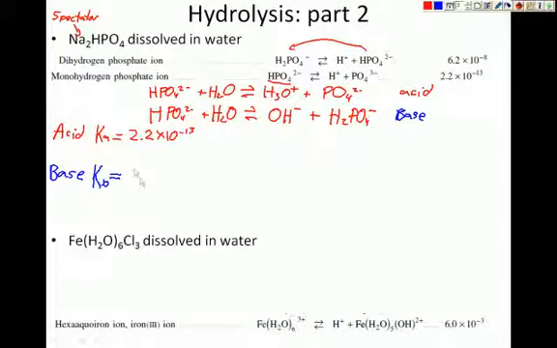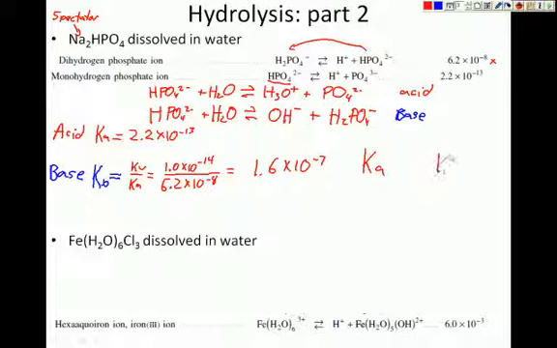Now, how do we calculate Kb? Kb is equal to Kw over Ka of its conjugate pair, and the conjugate pair happens to be this one right here. Filling in the numbers, Kw is 1.0 times 10 to the minus 14, and for Ka we use this Ka, which is 6.2 times 10 to the minus 8. I've already calculated this out, and this equals 1.6 times 10 to the minus 7.